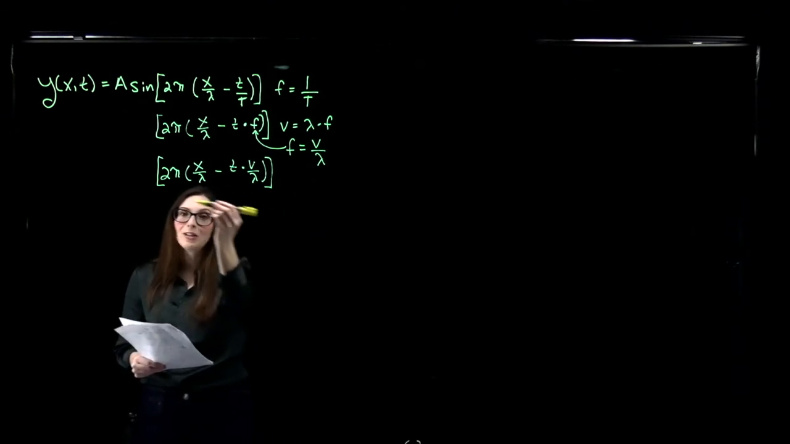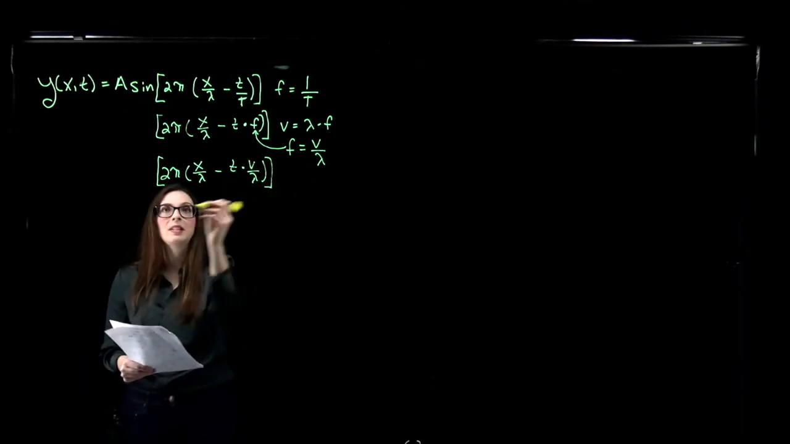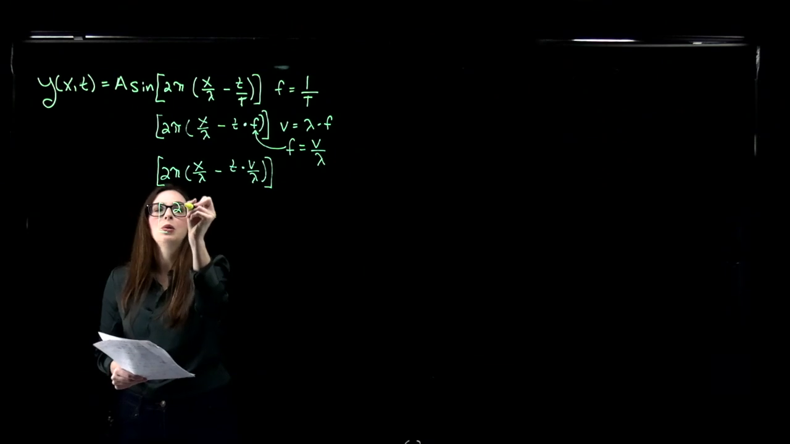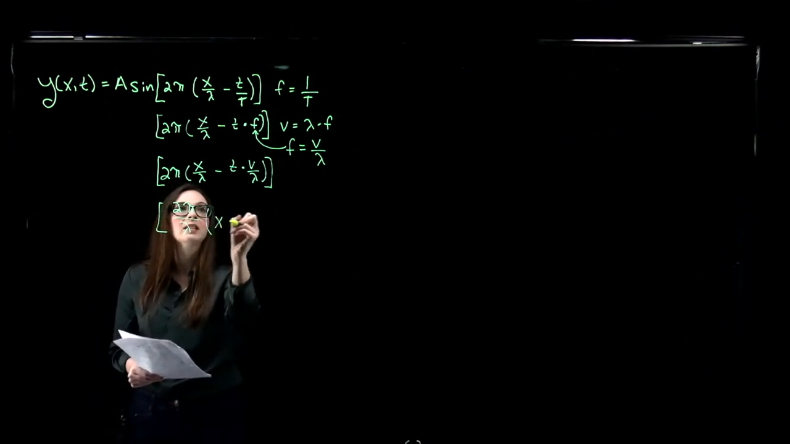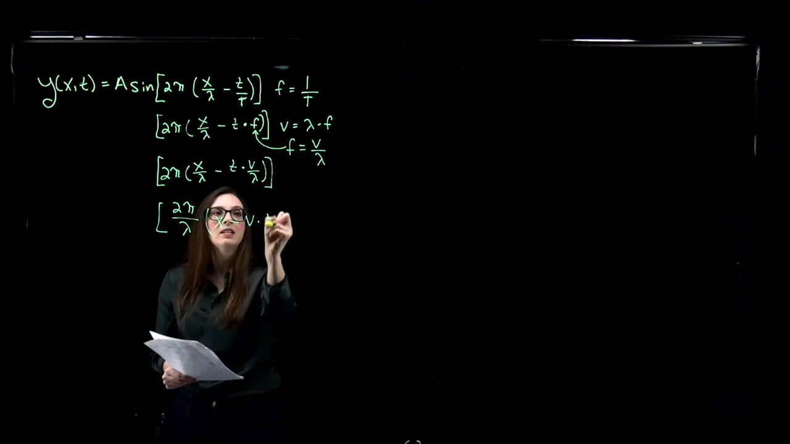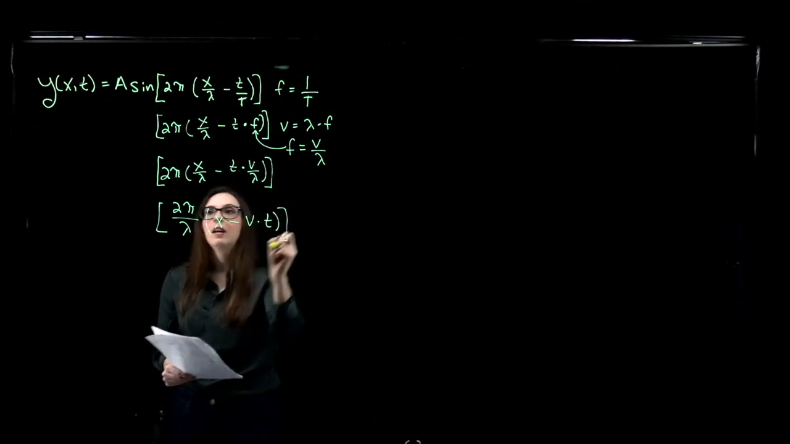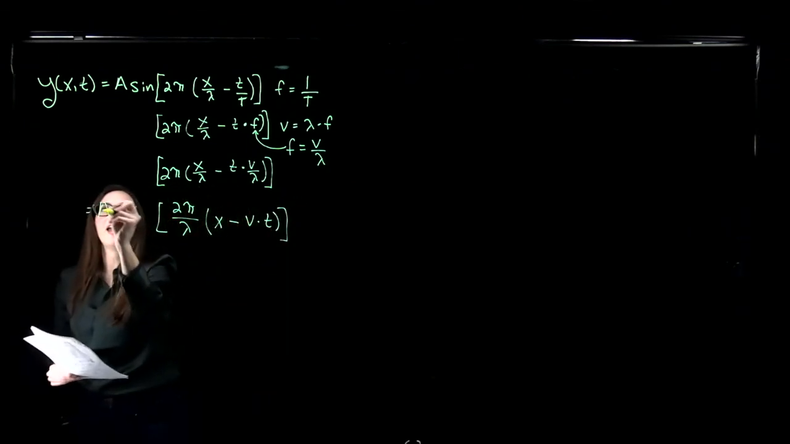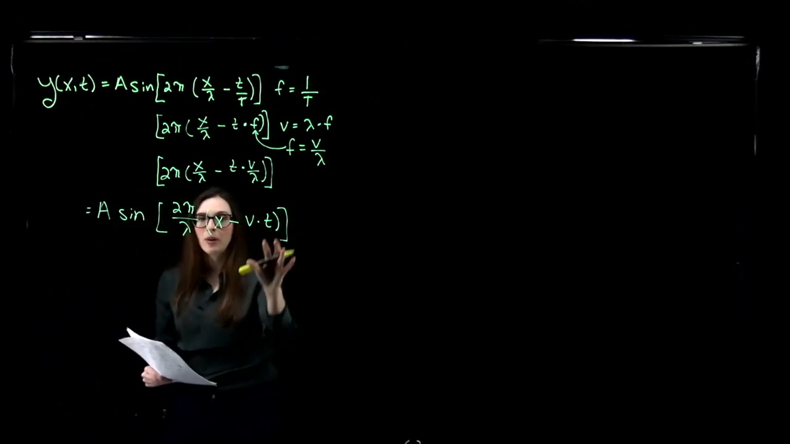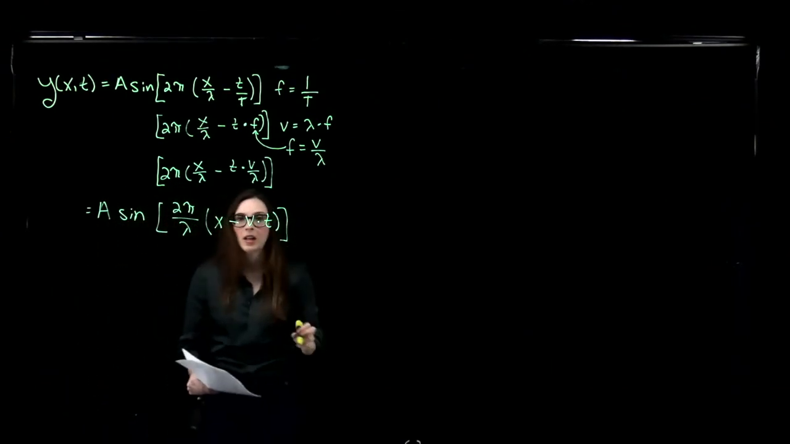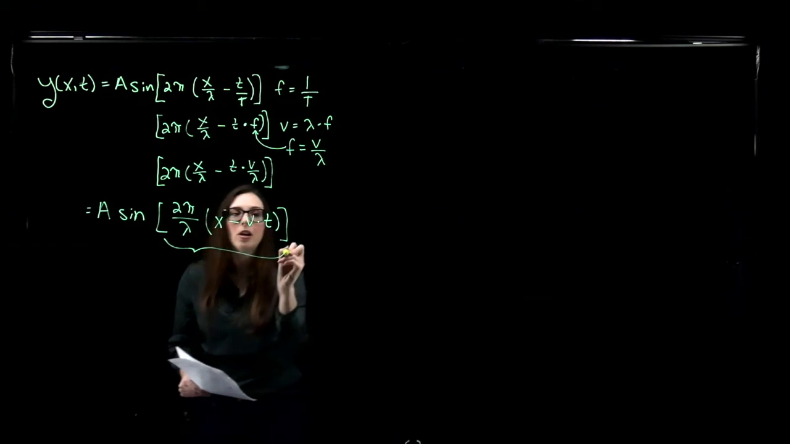So I can factor it out in front of these parentheses here. So this is 2 pi over lambda times x minus v times t. Okay? And I'm going to write out my a sine. So all of this stuff right here is what we call the argument of the sine. All of this stuff here is the argument of the sine.